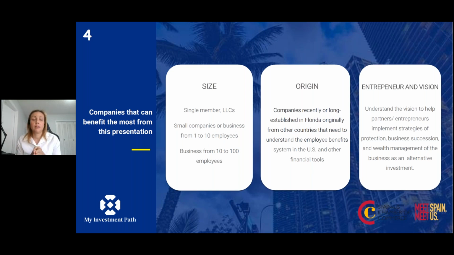Originally, we're looking to help with this webinar companies that have recently been established in Florida, or that come from other countries. So you need to understand a little bit of the system, or you already understand it a little bit but want some help understanding it better. And lastly, we want to help those entrepreneurs understand how to improve the succession plan they may have, or the business strategy. And we hope that this presentation is going to be helpful for this purpose.